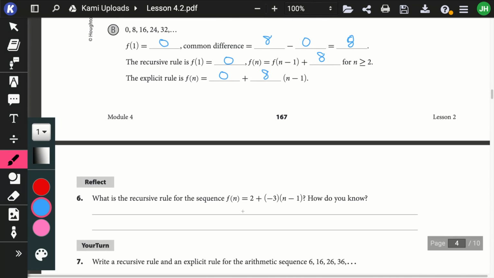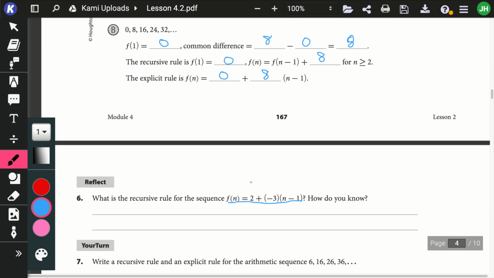All right, does that make sense? Let's look and see and reflect. What is the recursive rule for the sequence f of n equals 2 plus negative 3 times n minus 1? All right, this here, is this a recursive rule? This is the explicit rule. So can you look at this and see?